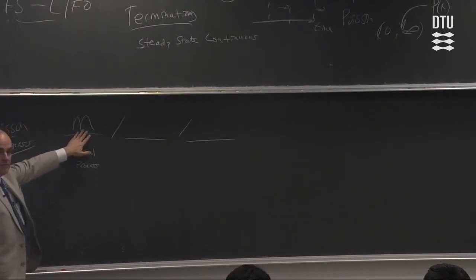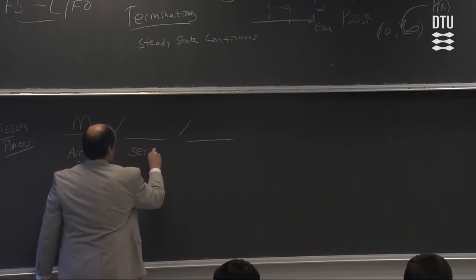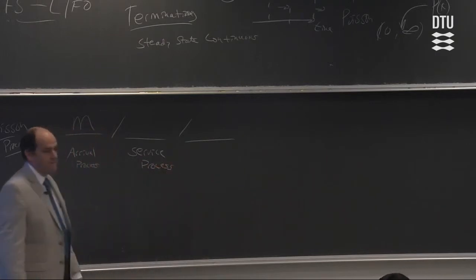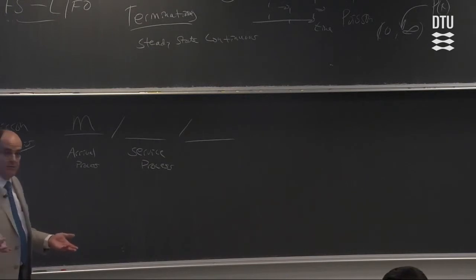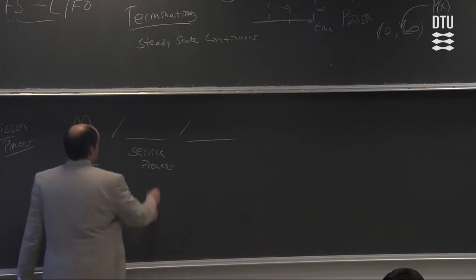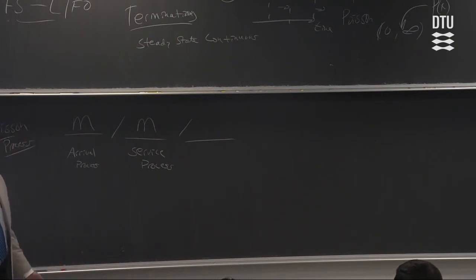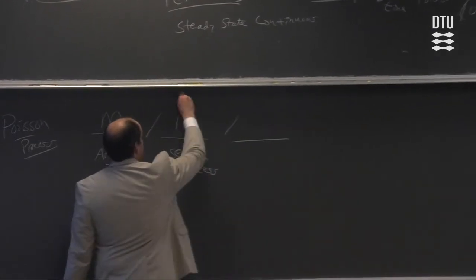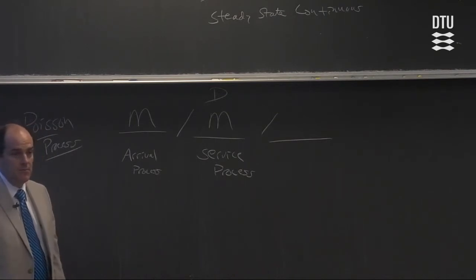Poisson process, letter M. The next slot in here is the service process. At this very beginning entry level, with the formulas I've given you, you have two choices. You have M again, so we could have a Poisson process for service. Or we could have D as a choice. What does D stand for?